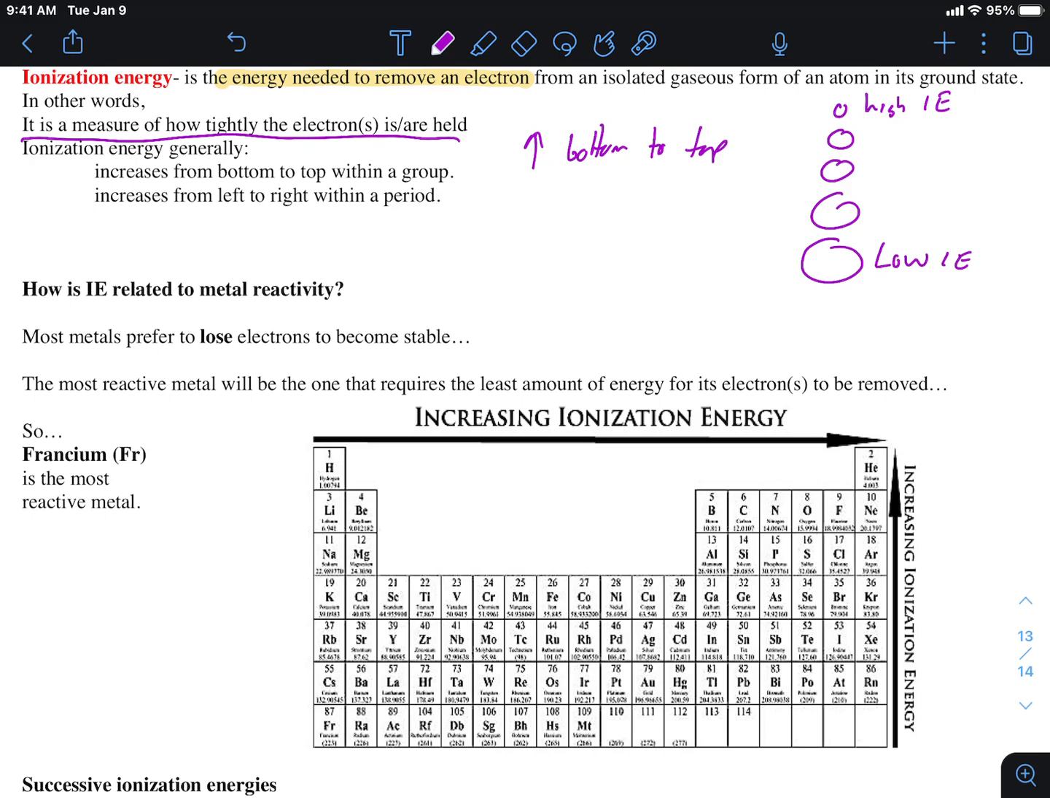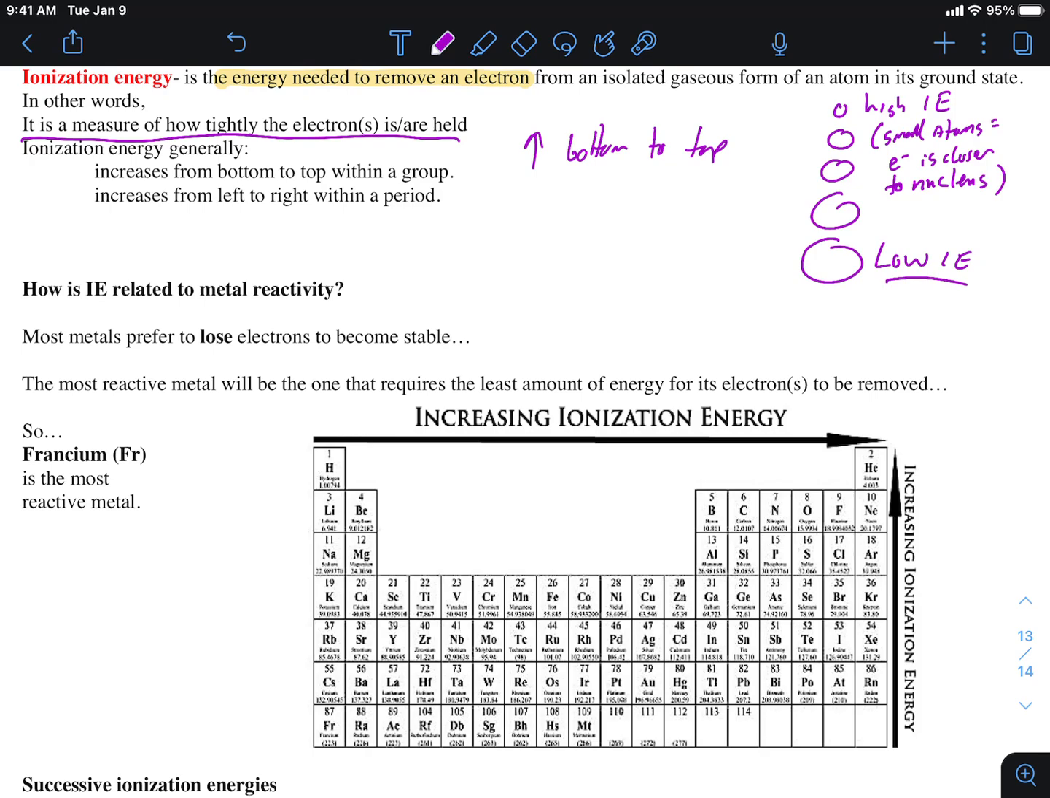So small atoms means the electron is closer to the nucleus, which means stronger attraction, which means it requires more energy to pull one off. And vice versa with the large one. The larger atoms, the electron is pretty far away, it's not attracted as much. It's going to have a low ionization energy because they're larger.